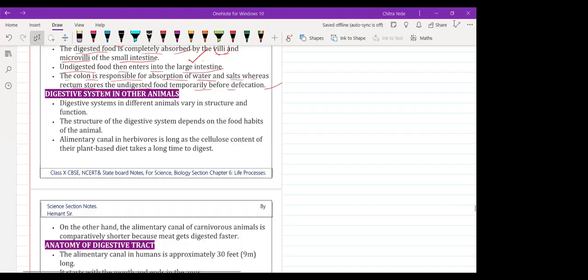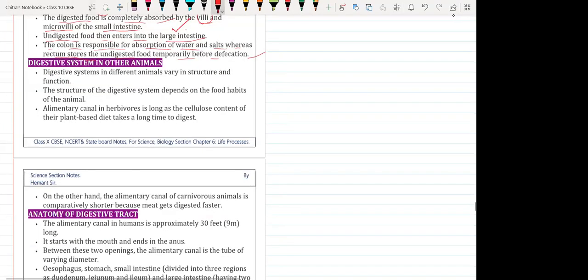Now, the digestive system in other animals, like ruminants. The digestive system in different animals varies in structure and function. The structure of the digestive system depends on the type of food they eat.